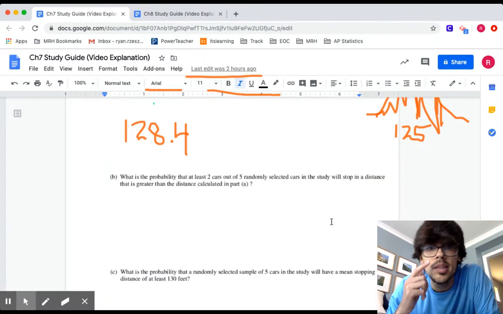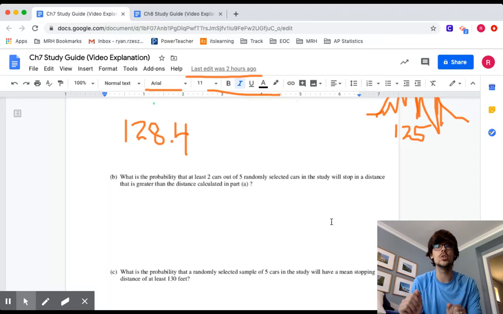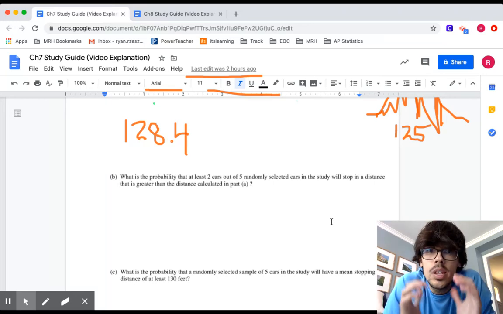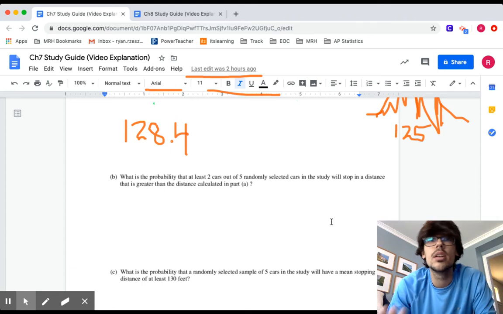Second problem on this one is asking for the probability that in a sample of 5, so now we're actually taking a sample of multiple cars, at least 2 out of the 5 will have a stopping distance greater than the one we just got. Well, you sit there, they're asking for a probability, you're kind of like, oh gosh, I don't know what to do right here, this is confusing. But they specified the sample size of 5.